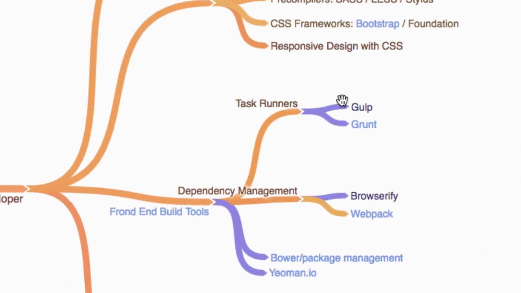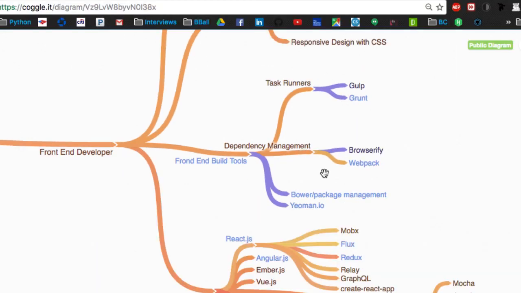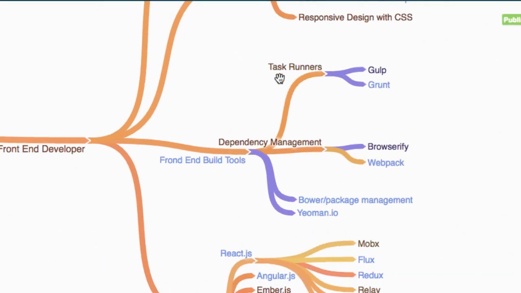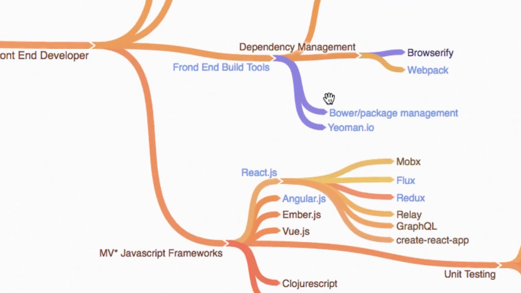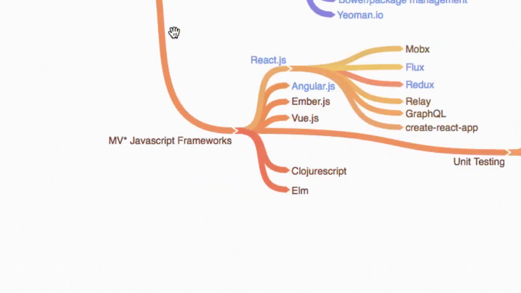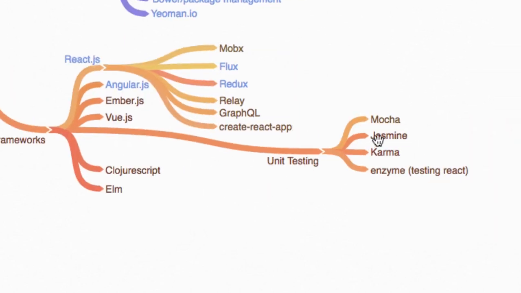Also, the purple branches are ones that you shouldn't pay attention to that much. But we're going to be getting into Webpack when we're getting into React. Don't worry about that stuff. And then here we go. We have the JavaScript frameworks. So we have React, which includes all these other extra things. And then Angular, Ember, Vue, ClojureScript, and Elm. Then there's also unit testing.